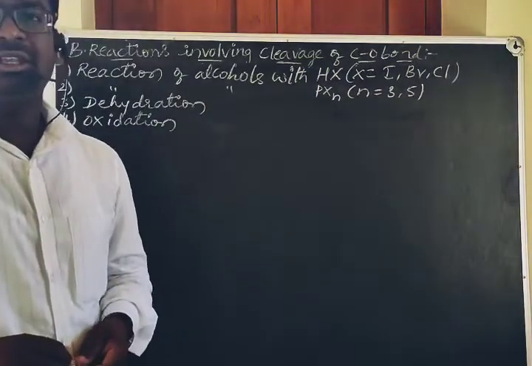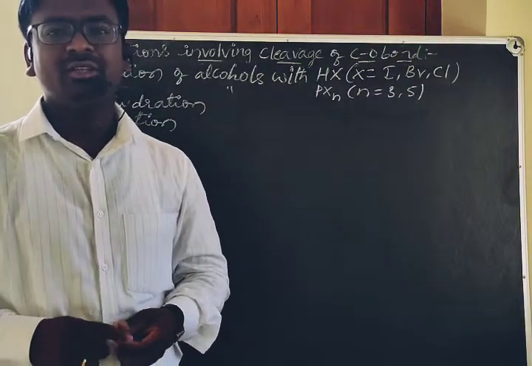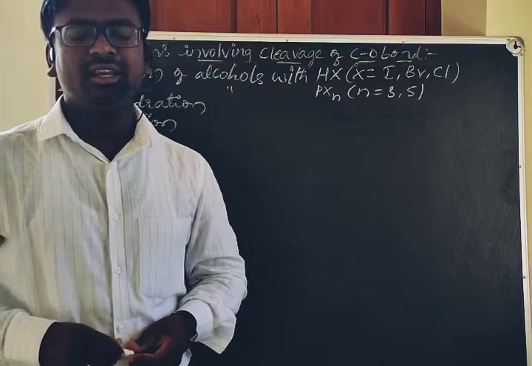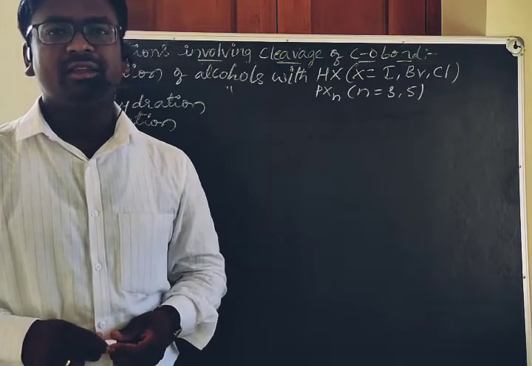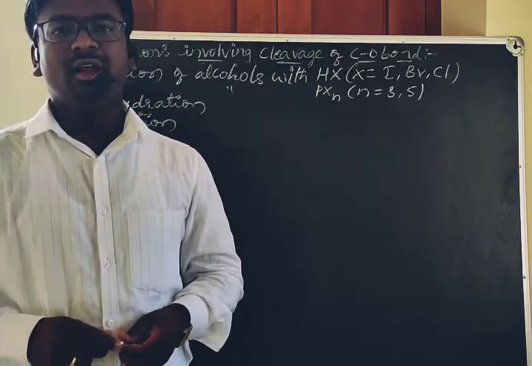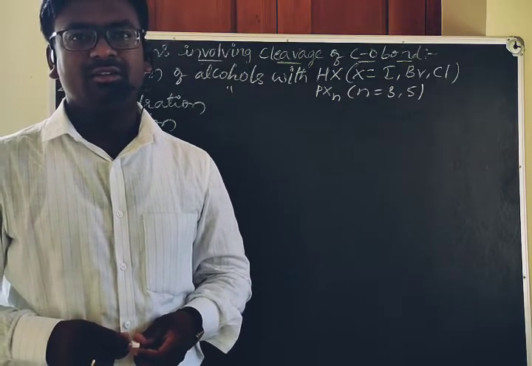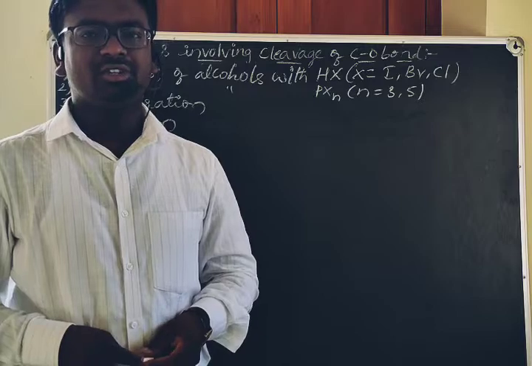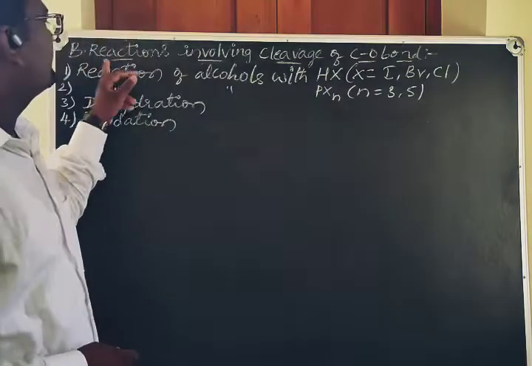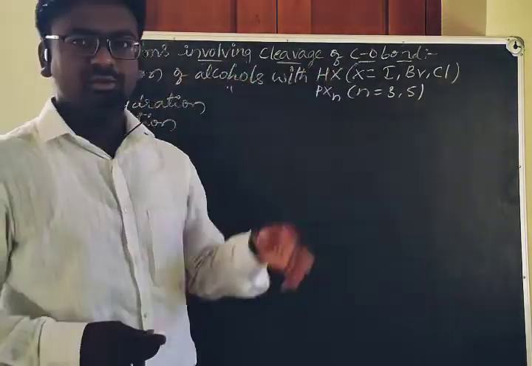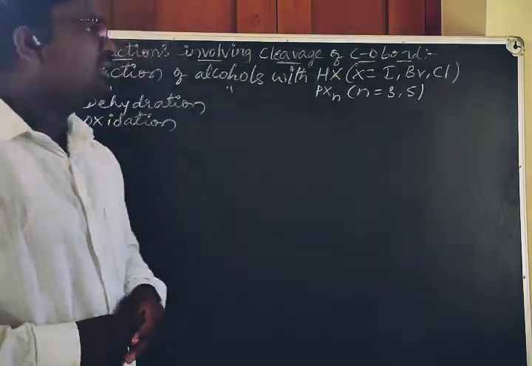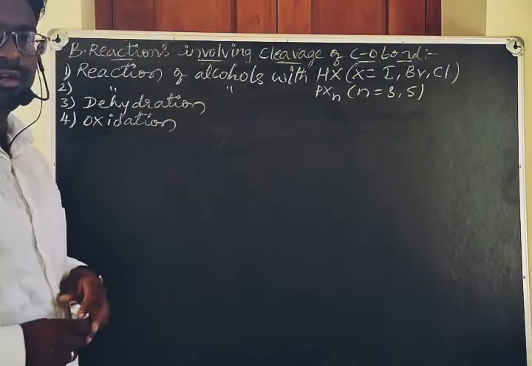Dear students, in the earlier class we discussed the chemical reactions involving cleavage of the OH bond, which leads to the acidity of alcohols. In the present class we shall discuss the reactions involving cleavage of the CO bond. It can be seen in four types of reaction.